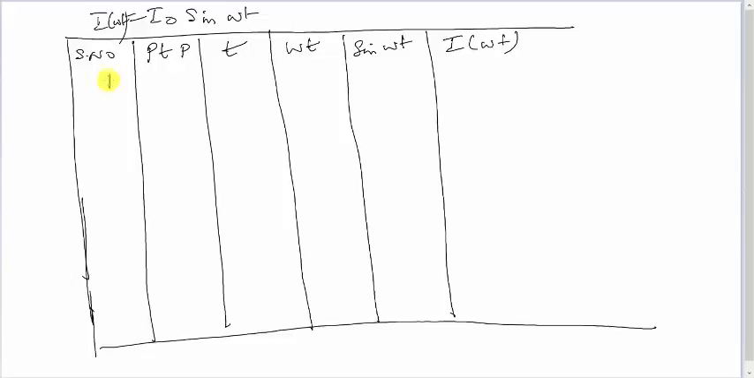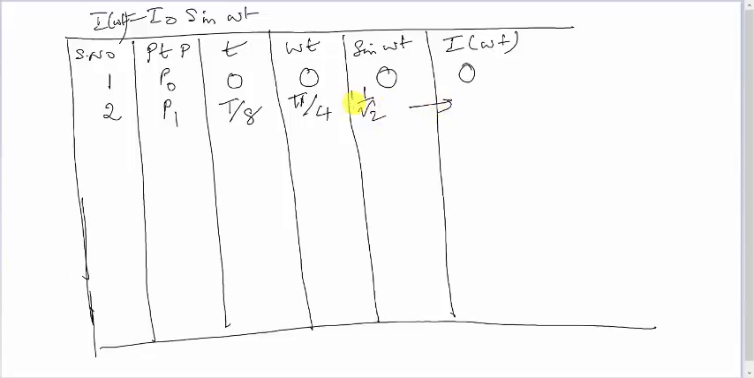So the first one will be P0, showing that it is for t equal to 0. That's why I put P0 here. And then t will be equal to 0, omega t will also be 0, sine omega t will also be 0, I as a function of omega t is also equal to 0. Then the second serial number will be P1, for which t gets an increment of T by 8, and omega t will get an increment of pi by 4. Sine omega t will be 1 by root 2, and this is plus here, and this will be plus I naught by root 2.